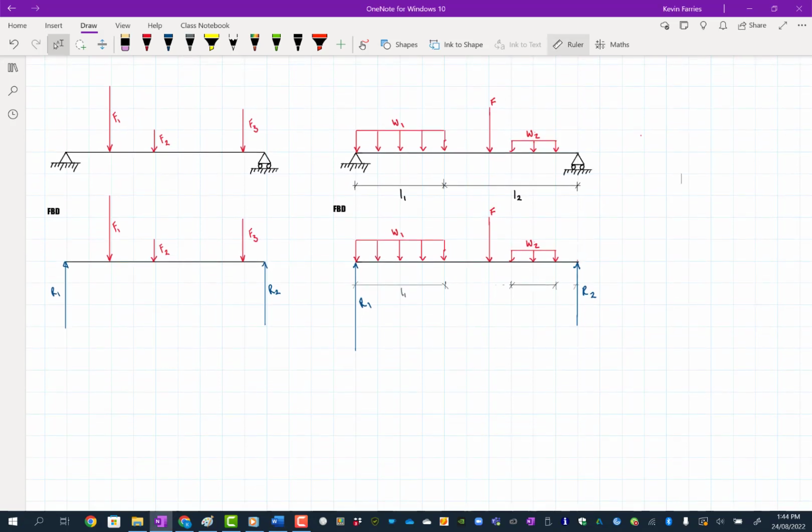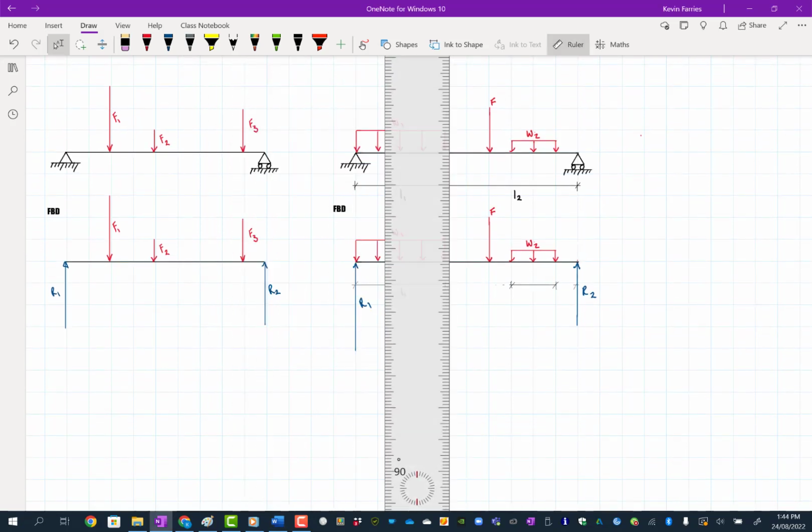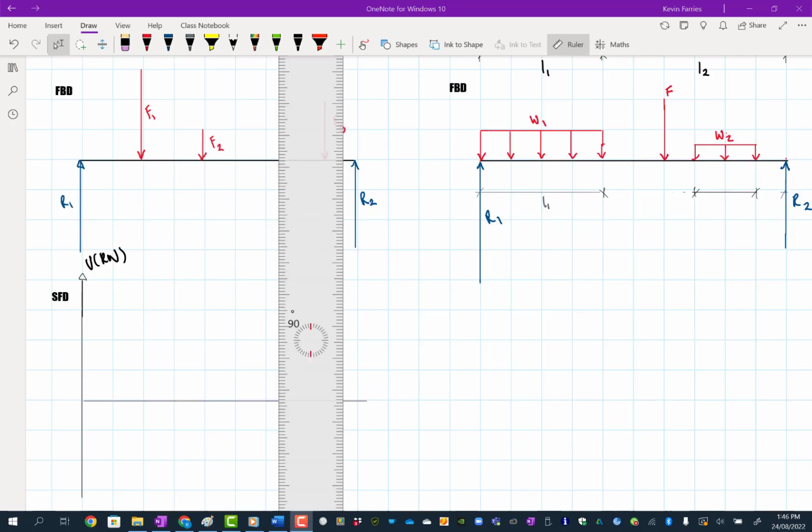Excuse me. So what are we doing? Well, when it's point loads, it's pretty easy. So this is going to be our shear force diagram. So drawing the axis there. And so then what we're going to do is we're going to start at the left and work to the right. Point load's dead easy.